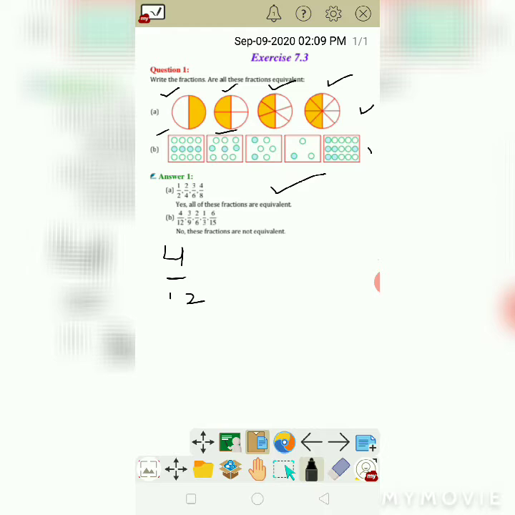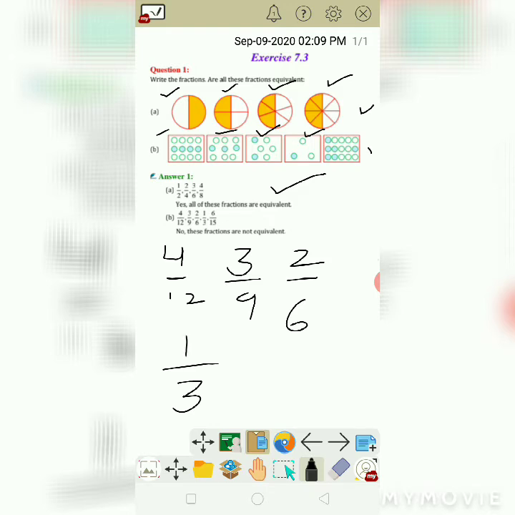In the second figure, how many circles are there? 1, 2, 3, 4, 5, 6, 7, 8, 9. 9 are there and how many are filled? 3 are filled. In the third figure, how many circles are there? 6 circles are there and how many are filled? 2 are filled. In the fourth one, how many circles are there? Total 3 circles are there and how many are filled? 1 is filled. And in the last one, total circles are 15 and how many are filled?